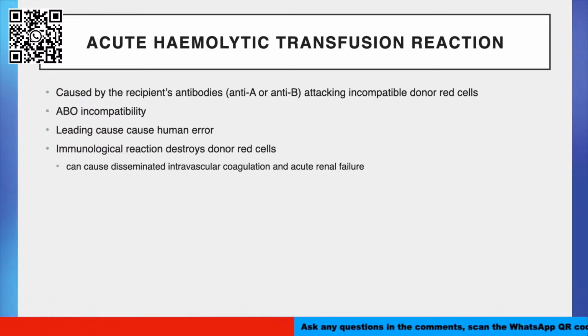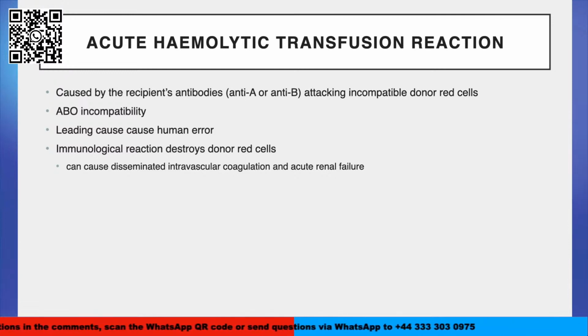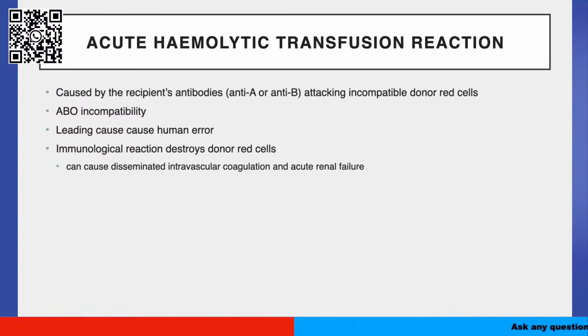It's really important when you're taking samples to send to the blood bank that you take them and label them immediately, and you check the details that you're labelling them with the patient. So if they're unconscious, use their wristband, but if they're conscious, get them to confirm and tell you their name, their date of birth, and other unique identifiers. This immunological reaction will destroy the donor red cells and can cause disseminated intravascular coagulation and acute renal failure.